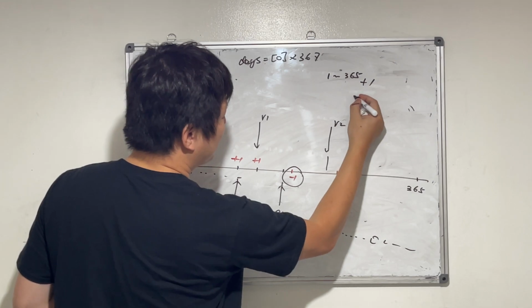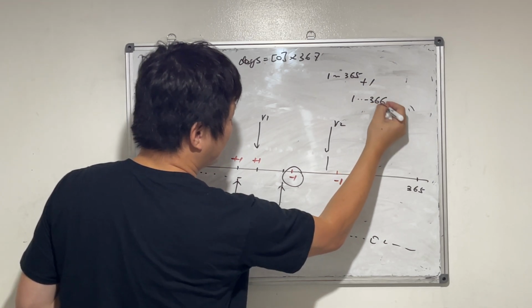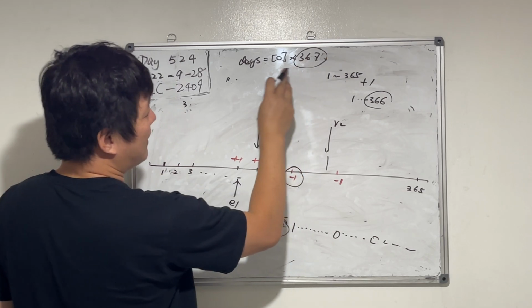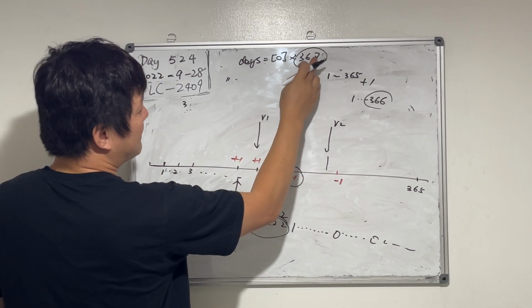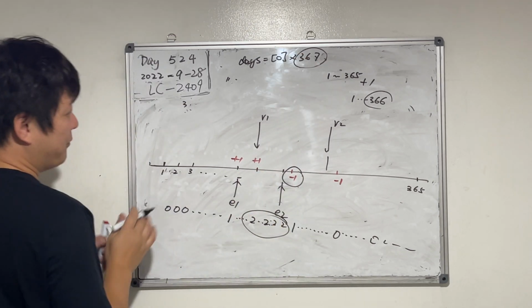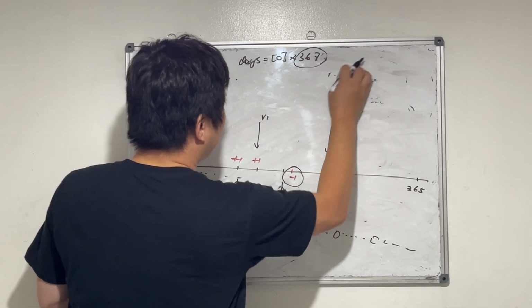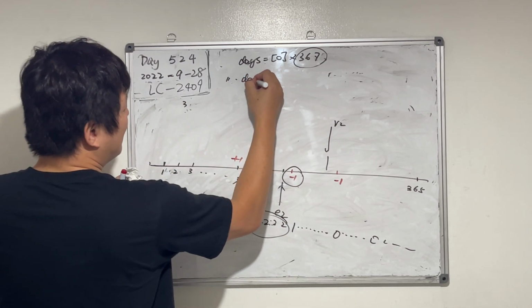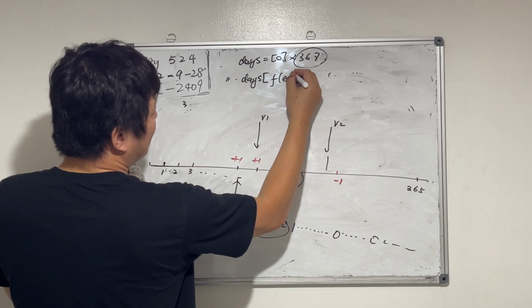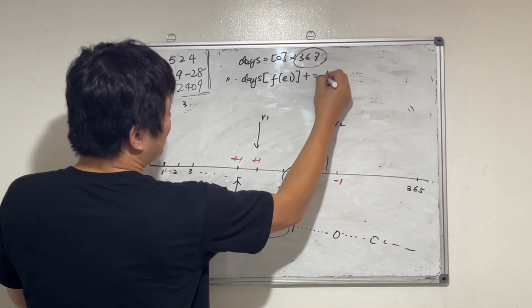So the index we are looking for is 1 to 366. So we need to allocate an array with 367, right? We are not using the first index anyway. Okay, and then now easier. Days[E1] plus equal 1.